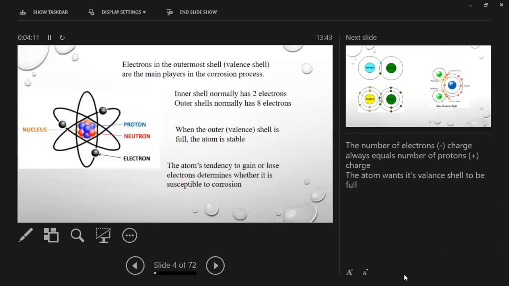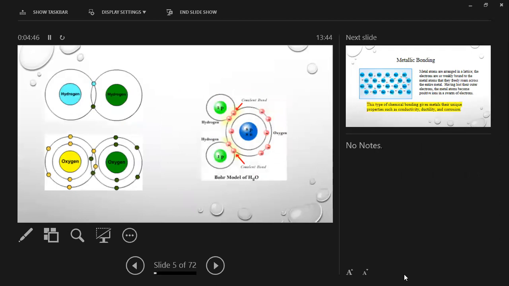And so it's the outer shell that wants to be stable. The outer shell will always want to have 8 electrons in the outer, or valence, shell. If there's only one shell of electrons, the same as the inner shell, there'll be 2. Again, you'll see that again and again. When the valence shell is full, the atom's stable. It's the atom's tendency to gain or lose electrons that determines whether it's susceptible to corrosion.